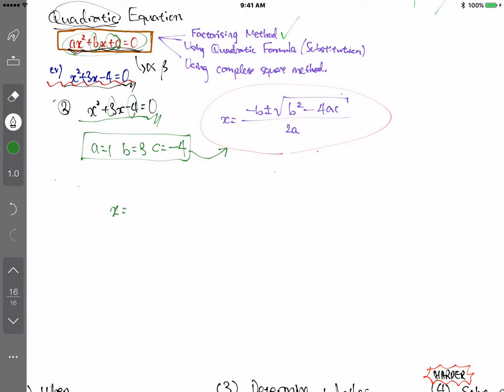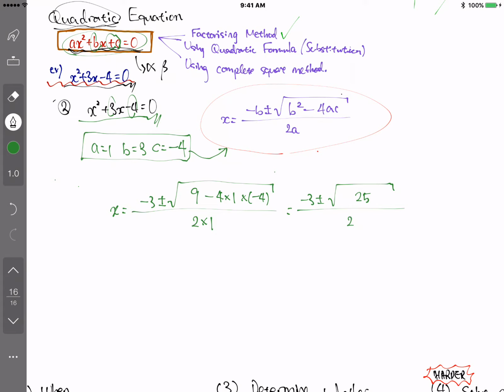So let's actually try it. So x is negative b, which is negative 3, plus minus root b squared, which will become 3 squared, which is 9, minus 4 times a times negative 4, all over 2 times 1, because a is 1. And there we go. And that is going to be the form. And let's actually simplify them. So it will be 2 times 1, which is 2, negative 3 plus minus root. So negative 4 times 1 times negative 4 is 16, right? And 16 plus 9 is becoming 25, sorry.